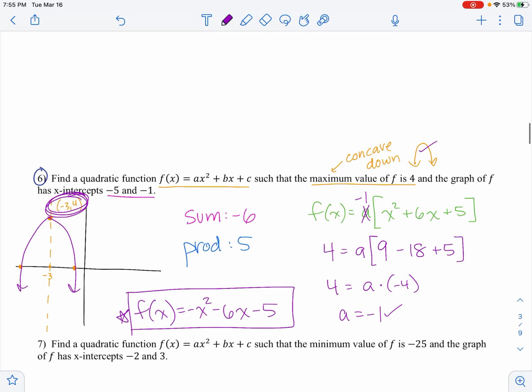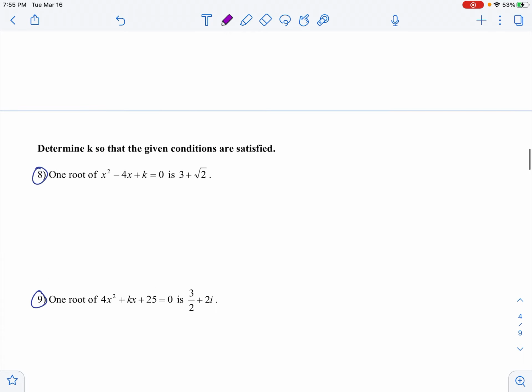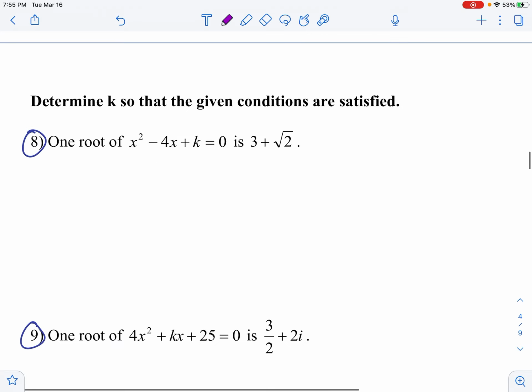All right, there's one more question I think that I circled. Oh, I had 2 more circled. Let's do these where we're finding k. I want to find k so that whatever I'm told is true. So here's my equation, and one of my roots is 3 plus root 2. What does this mean? A root is when I set this equal to 0 and I get a true answer.